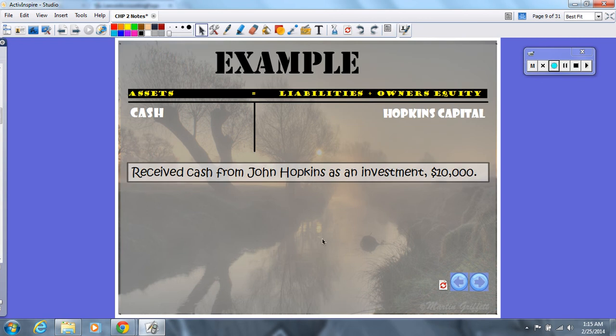Alright, let's do an example, and you're going to copy this in your notes as well. Okay, owner John Hopkins invested in his company $10,000. So the two accounts based on the transaction that will be affected are cash and Hopkins capital. You can see cash is on the left, Hopkins capital is on the right. He invested in his company, which means both increased.